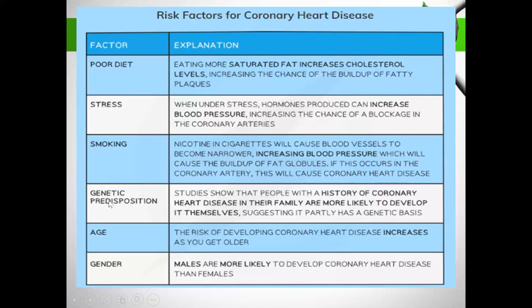Now another is genetic predispositions. Studies show that people with a history of coronary heart disease in their family are more likely to develop it themselves, suggesting it partly has a genetic basis. Means, for example, if the father has this disease, there is a chance of transfer of this disease to the offspring.